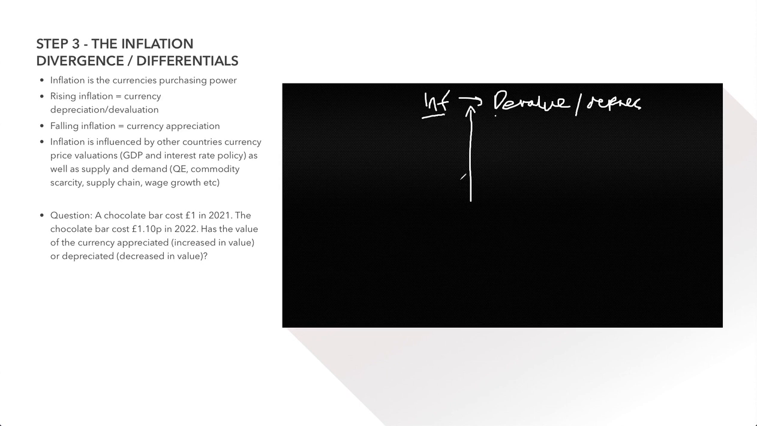The higher inflation goes, from 0%, 1%, 2%, 3%, the more devalued your currency is, so your purchasing power is decreasing in value. Falling inflation means the currency is actually appreciating. So if inflation is going from 4 to 3 to 2 to 1, the currency is appreciating. It's getting more expensive. So there are some inverses here.